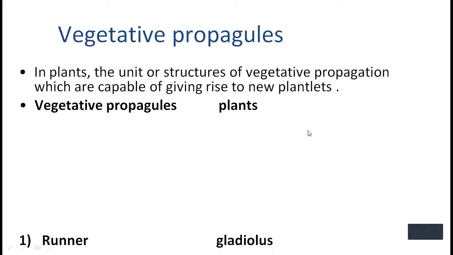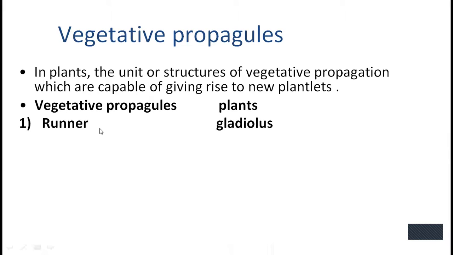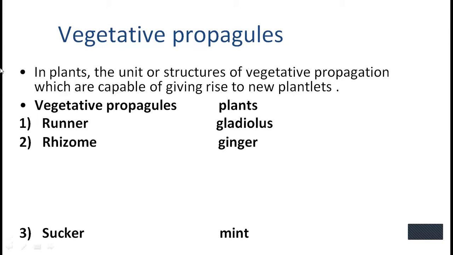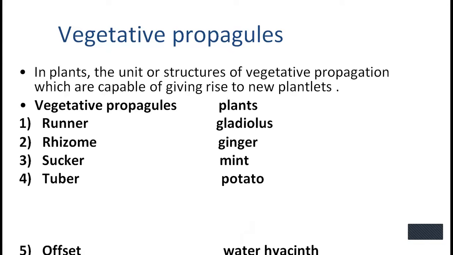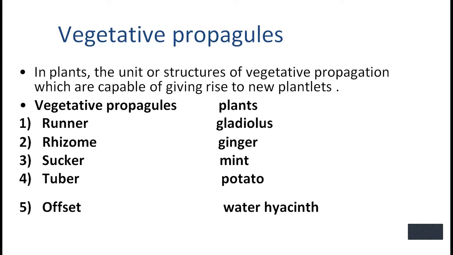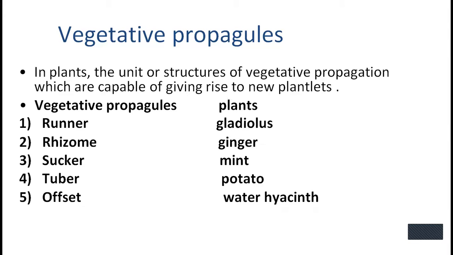Just see. The first vegetative propagule is the runner, and it is used in gladiolus. Second is the rhizome, the part between the nodes and internodes, which is in ginger. Sucker is used in mint. Tuber, the eyes, is used in potato. Next is the offset, the structure in between the stem nodes, used in water hyacinth. Bulb is a vegetative propagule that is used in onion.